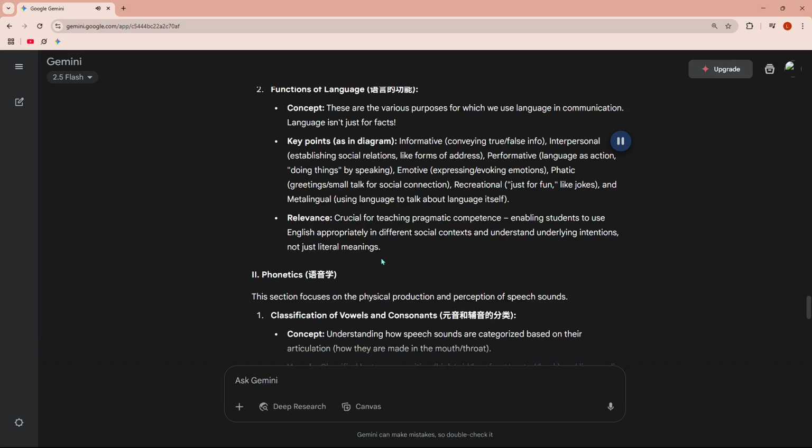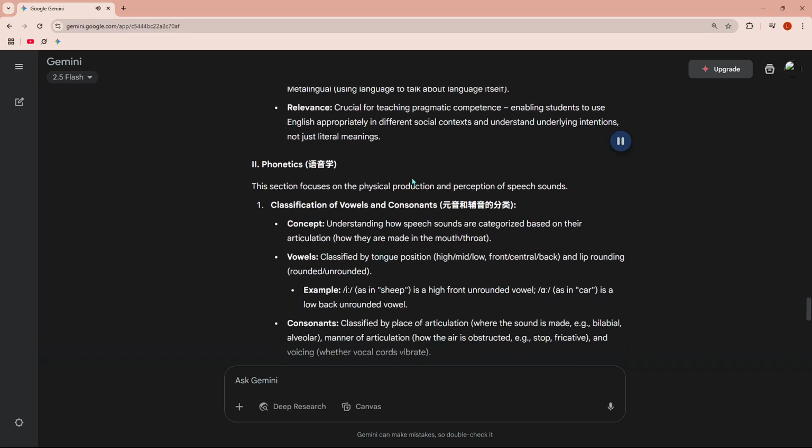Phonetics, Yu Yin Shui. This section focuses on the physical production and perception of speech sounds. 1. Classification of vowels and consonants, Yuan Yin Hei Fu Yin De Fen Lei. Concept. Understanding how speech sounds are categorized based on their articulation, how they are made in the mouth and throat. Vowels are classified by tongue position, high, mid, low, front, central, back, and lip rounding, rounded or unrounded. Example: i, as in sheep, is a high front unrounded vowel. a, as in car, is a low back unrounded vowel.